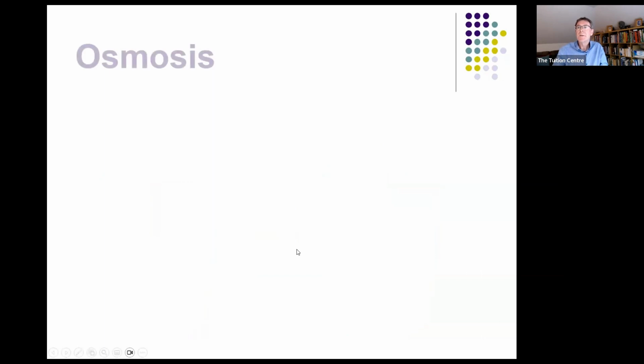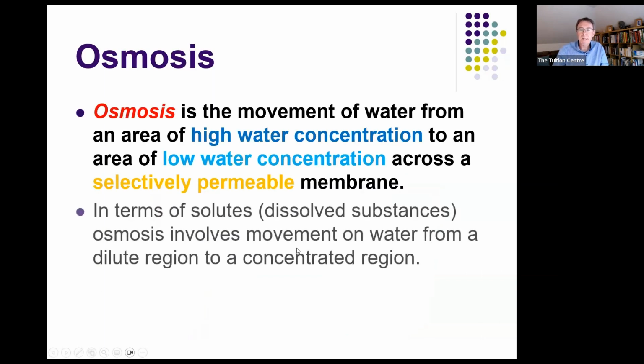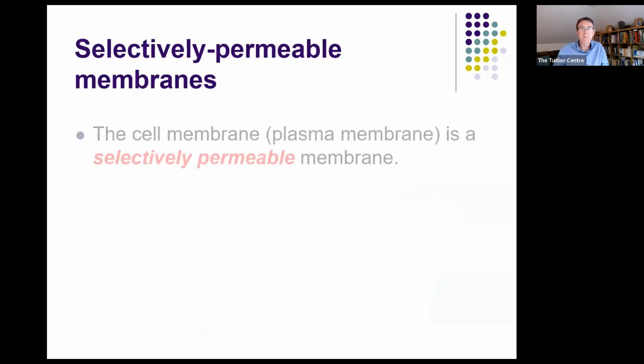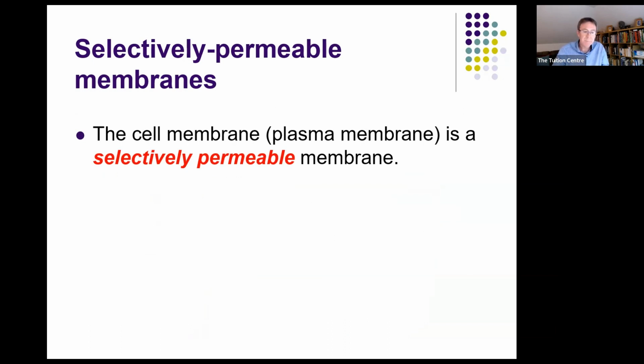So that's the definition. Really important: high water concentration to low water concentration across a selectively permeable membrane. So osmosis is that special case of diffusion. That was actually asked as a question one year: why do we consider osmosis to be a special case of diffusion? What they were looking for was just the definition of osmosis. If you gave the full definition, then it's a special case because one, it only involves water, and two, it's across a selectively permeable membrane.